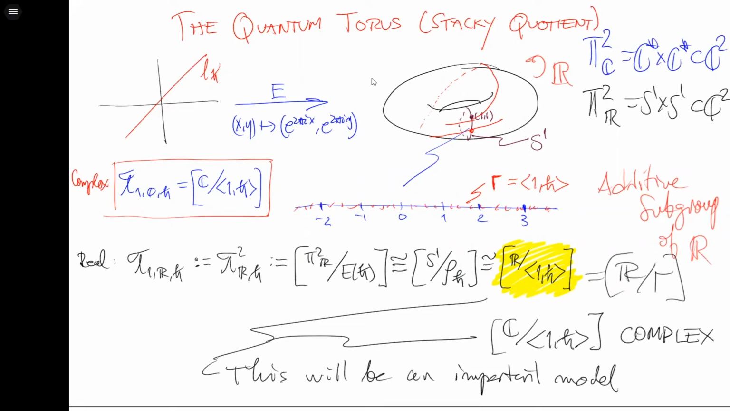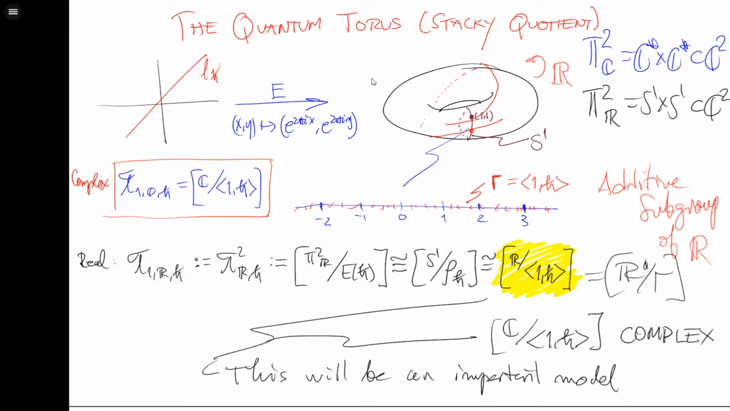So, just to sum it up, because this is R modulo gamma, we will call our torus T1 R h bar. This one, but it is the same as T2 R h bar, that is this one. All these are the same stack, and it's called the quantum torus.